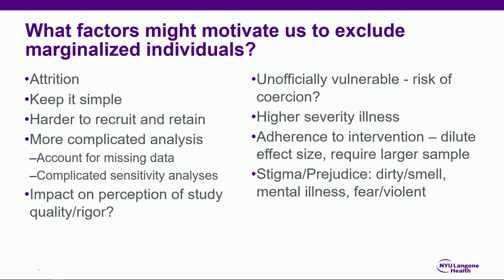And this group, although many are not necessarily technically considered vulnerable, there are concerns about risks of coercion, level of compensation, and that they may have a higher severity of illness. And then also, if there are factors that make it harder to adhere to the intervention or, say, medication, then that will dilute the effect size and you would need a larger sample. And then, of course, there's stigma and prejudice that we know exists, and I'll leave it there.